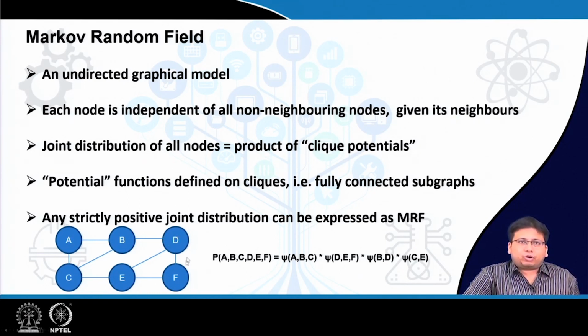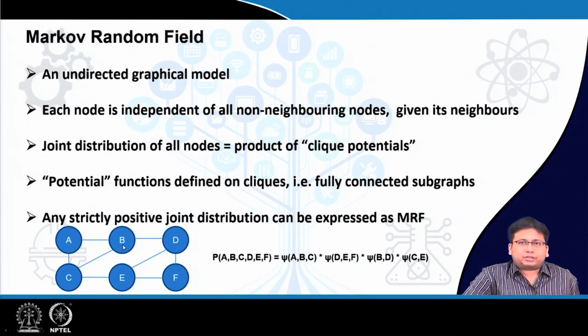Similarly, we could even have node potential functions, that is, cliques of size 1. It is all about identifying the different cliques of different sizes which cover all the nodes. As long as you do that, this factorization can be done in different ways based on how you define your potential functions.